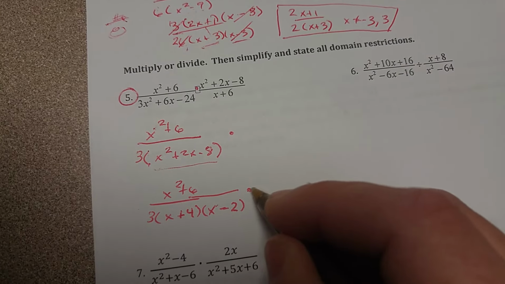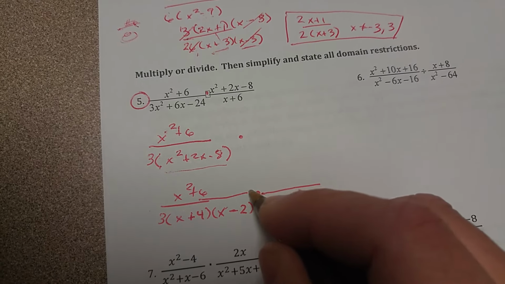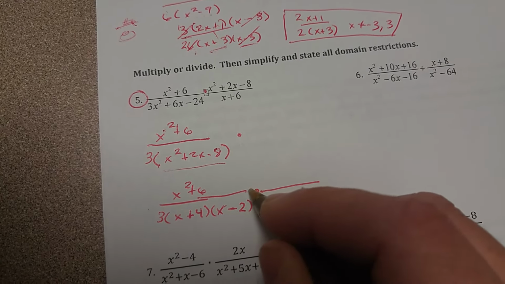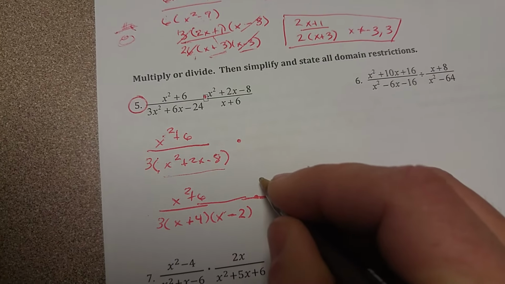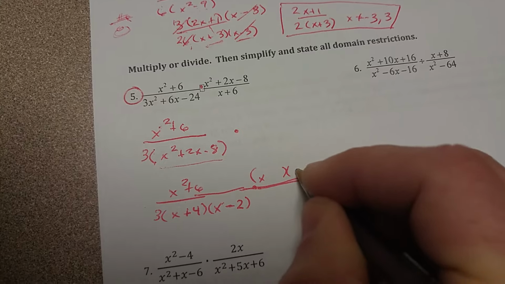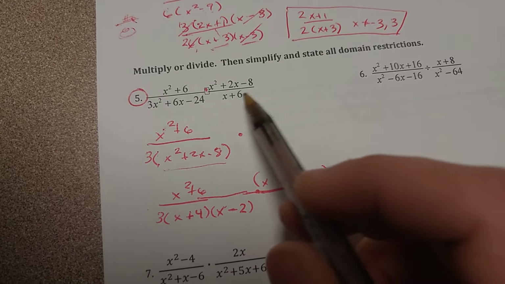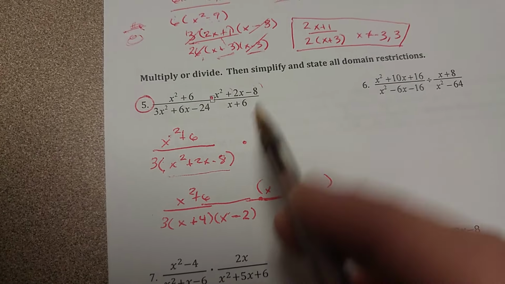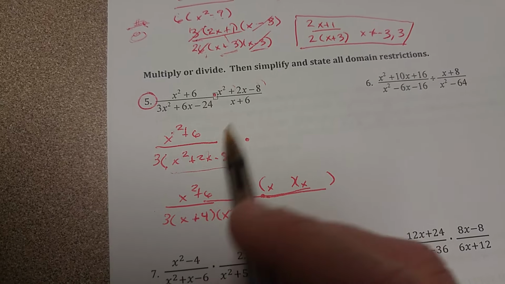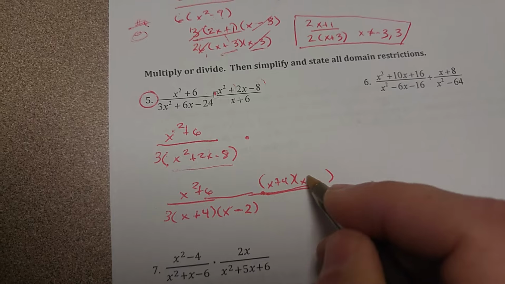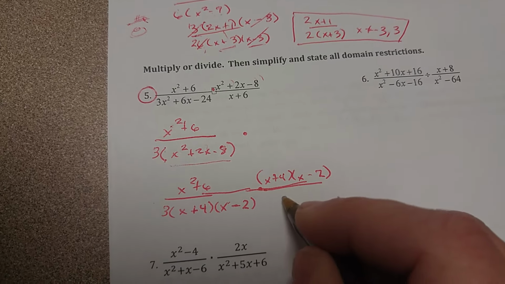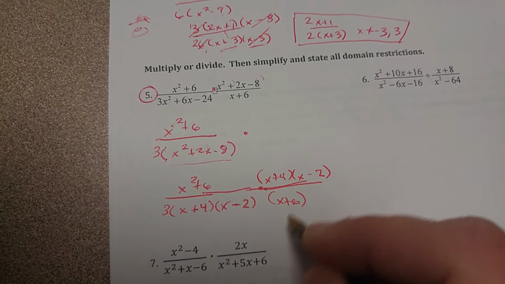Now I'm going to factor the second one. Remember, when you're multiplying, you just multiply straight across. So you can basically make that one long fraction there. X and x. If you notice, this is the exact same thing as this was. So this is going to factor the exact same way that this did. So x plus 4, x minus 2. And I have another x plus 6 down here.